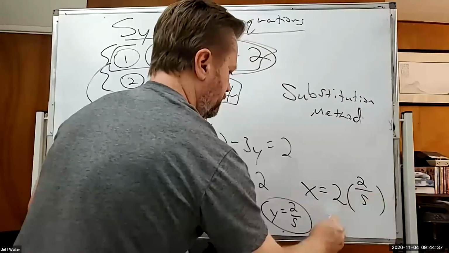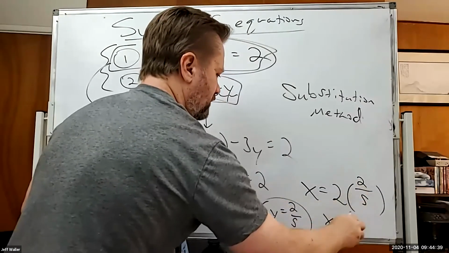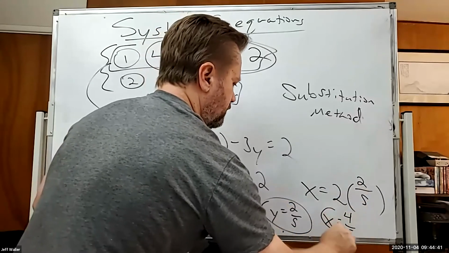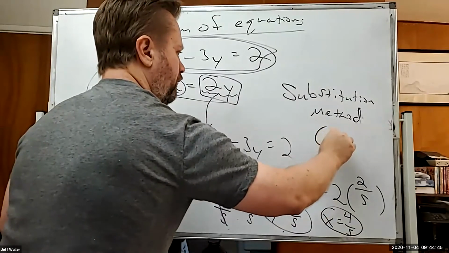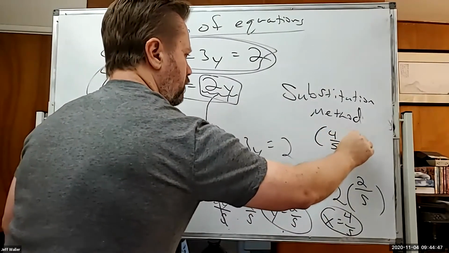2/5, Jeff. So what's 2 times 2/5? It'll be 4/5. So what's my answer? My answer is 4/5, 2/5.